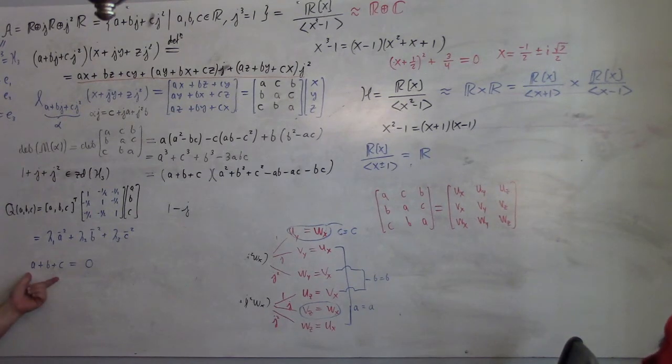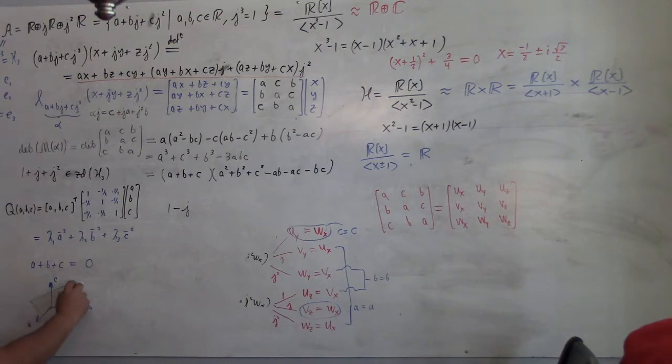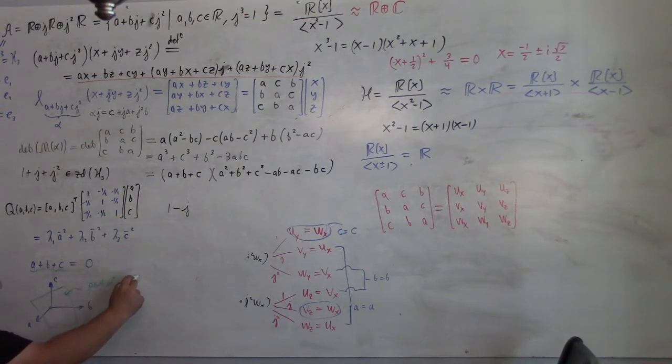How about this one though? a plus b plus c equal to 0 in ABC space. This is the equation of a plane, right? With normal 1, 1, 1. So we got this guy. This is part of the zero divisors of H3.